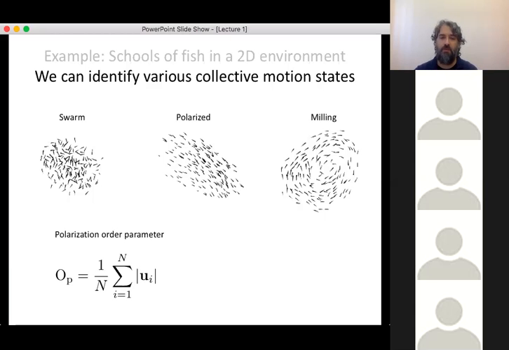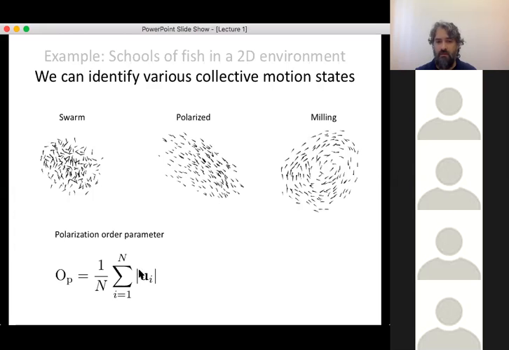Well, the first thing we can do is introduce what are called order parameters. The first order parameter we can introduce is a polarization order parameter, which permits us to tell how polarized our swarm of fishes is. And you see how we can do this. You see this formula? So here, what do we have? We have a sum. u_i is the unit vector representing the direction of each fish.